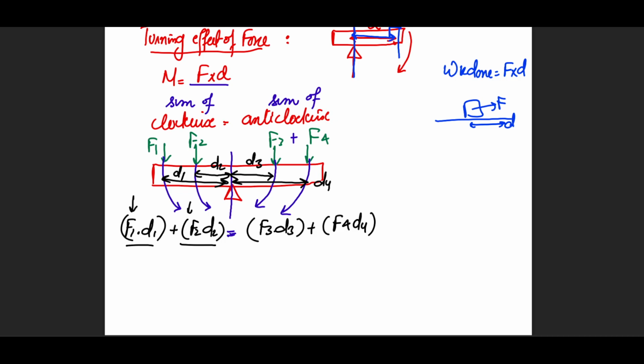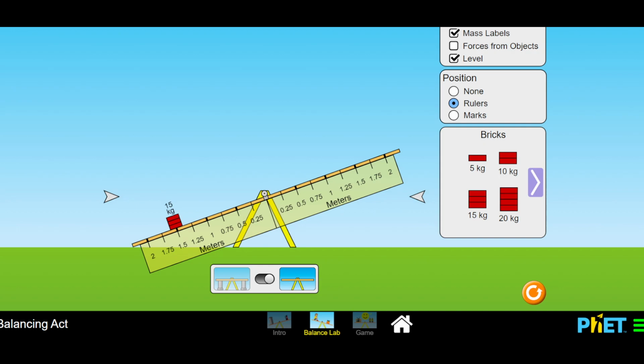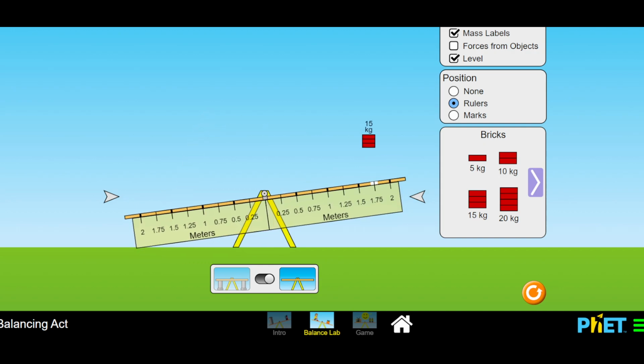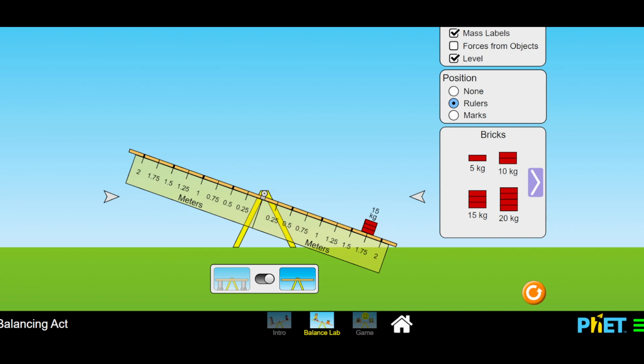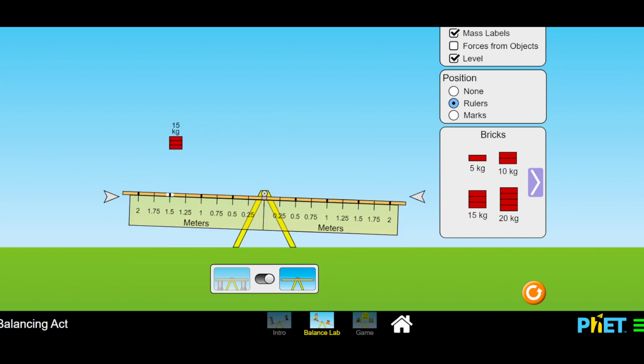Now let's apply this formula in an animation and let's see what this clockwise and anti-clockwise motion actually looks like. So over here we have a seesaw example, and I can see that this is the pivot of the system. And if I, let's say, pick up a mass and place it on this side, I can see that it starts to move anti-clockwise. And if I pick it up again and place it on the other side, this starts to move clockwise, right?